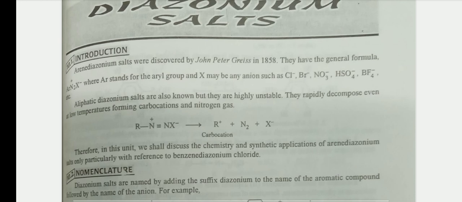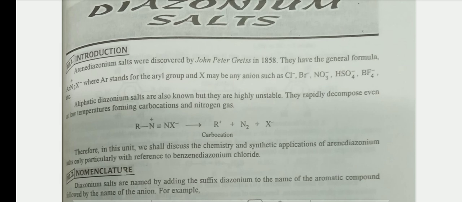They have the general formula ArN2+X-, where Ar stands for the aryl group and X may be any anion such as Cl-, Br-, NO3-, HSO4-, BF4-, etc.